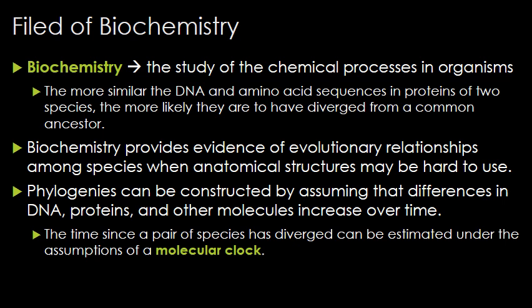Biochemistry is some of the strongest evidence for evolution. We look at the sequences of DNA, amino acids and proteins, and the less the difference, the more likely they are to be related, the closer they are related. Biochemistry gives us evidence when it can be very hard to see anatomical differences. Phylogenies can be constructed assuming that change occurs at a steady rate, and we use a molecular clock. If we know how often mutations occur on average, we can estimate how long ago a species split and use that to develop our relationships. So biochemistry is going to give us some of the strongest evidence in developing our phylogenetic trees.